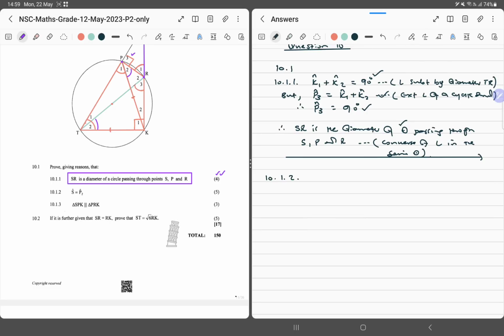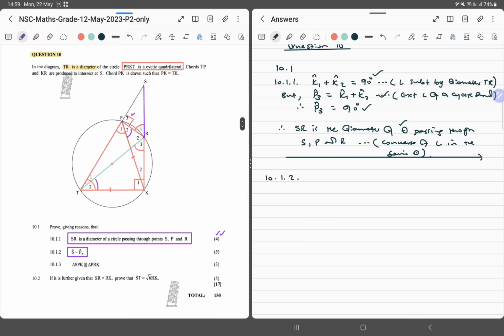10.1.2 says we need to prove that S is equal to P2. So how do we prove that S is equal to P2? It already says prove that this is a tangent. Indirectly it says find that PK is a tangent to this particular smaller circle that we spoke about. But to prove that is a bit of a situation. Now we need to be very, very crafty indeed. You can see the 5 marks. We need to make a lot of connections. But what do we know?